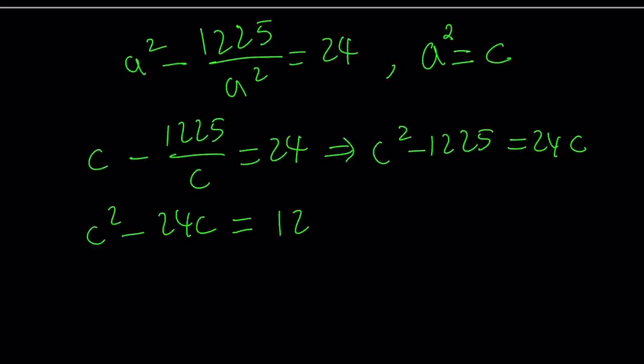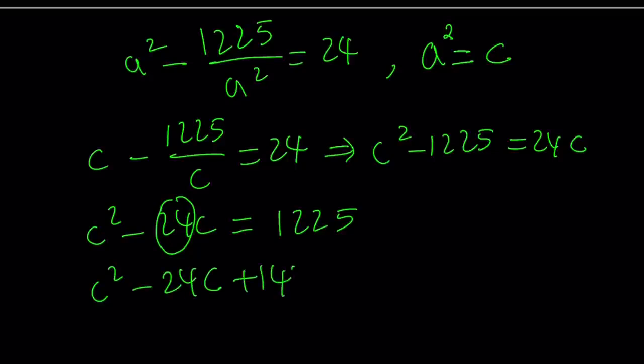Now if you put everything on the same side, we can do the following. Isolate 1225 on the right hand side and bring the c over to the left hand side, and then complete the square. Now remember, for completing the square, we add half of the middle coefficient squared. So half of 24 is 12. We're just going to square that number, and that is 144. If we add 144 on the right hand side, we get 1369.